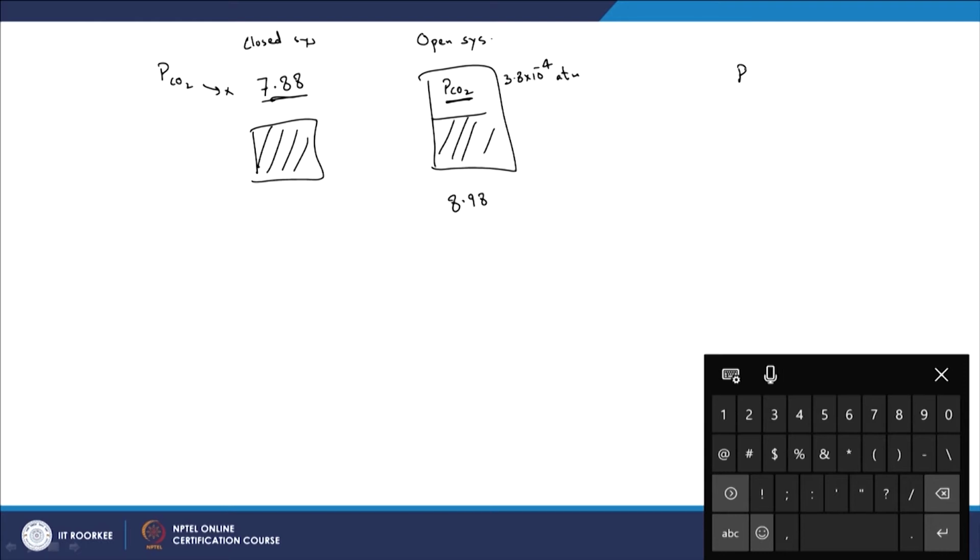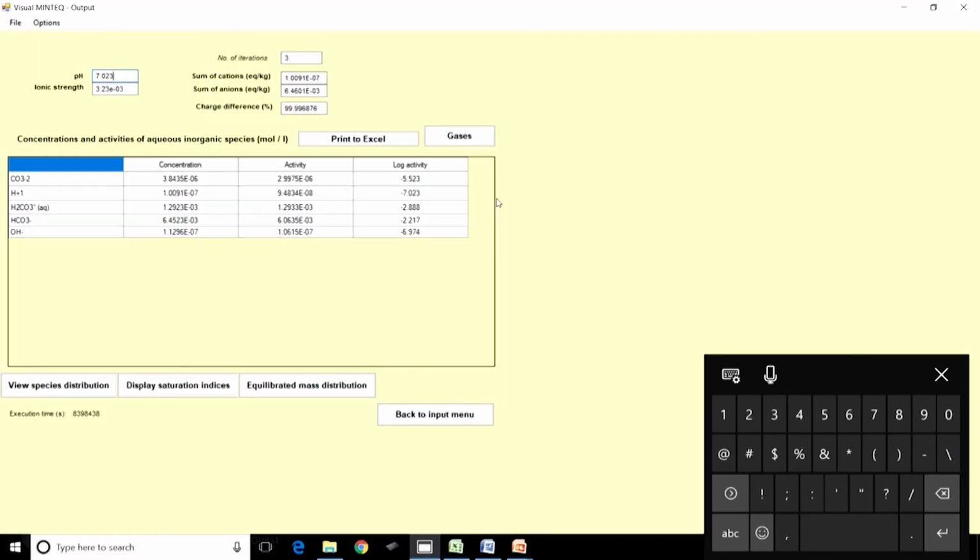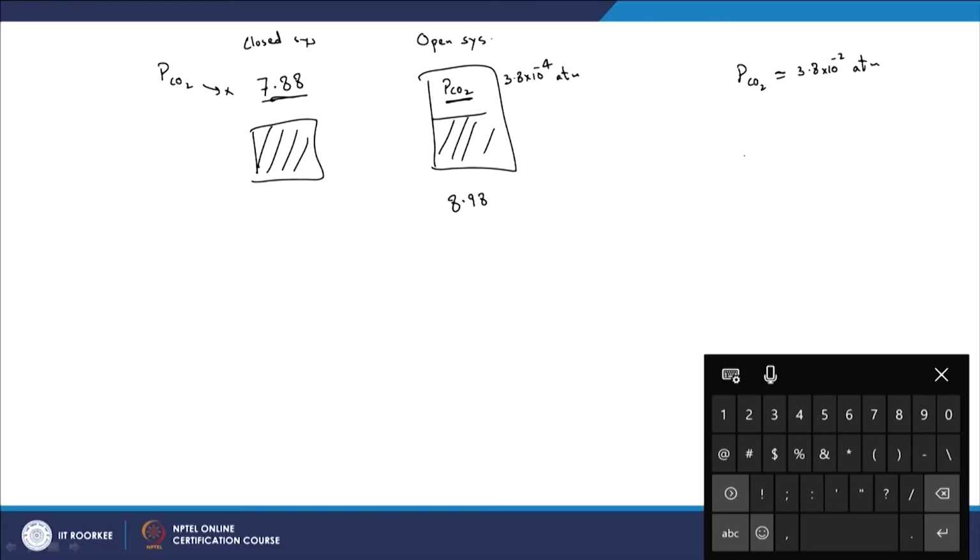So just to illustrate that, I increased the partial pressure of CO2 to 100 times this value of 3.8 into 10 power minus 4, or 3.8 into 10 power minus 2. So in that case, for case 3, I increased PCO2 to something around 3.8 into 10 power minus 2 atmospheres. And then we came up with a particular value. What was that? We came up with a pH of 7.02. So I increased it by 100 times compared to case 1 and case 2.